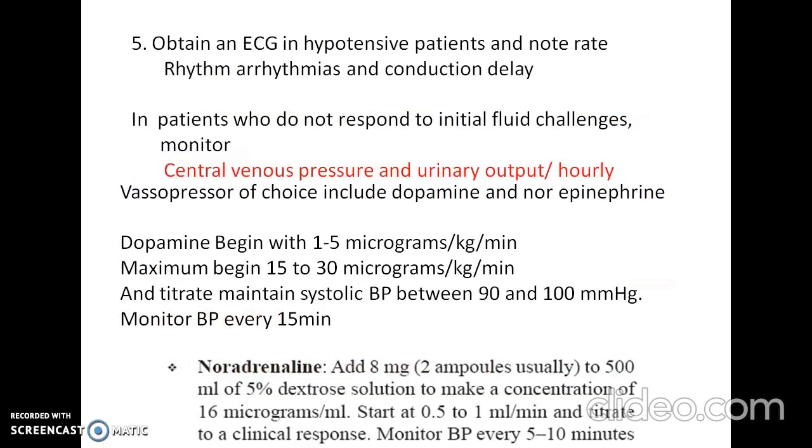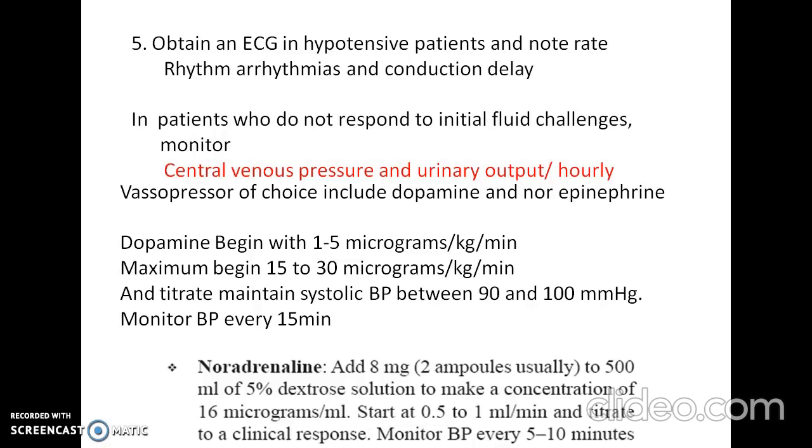Vasopressors can be administered. Then you have to check the ECG in a hypotensive patient, and also note any arrhythmia rhythm and any conduction delay, so that should be observed. In patients who are not responding to the initial fluid challenge, it is better to check the central venous pressure and also urinary output. It should be checked on an hourly basis, because we should monitor fluid overload also. Vasopressors of choice like dopamine or norepinephrine can be used.